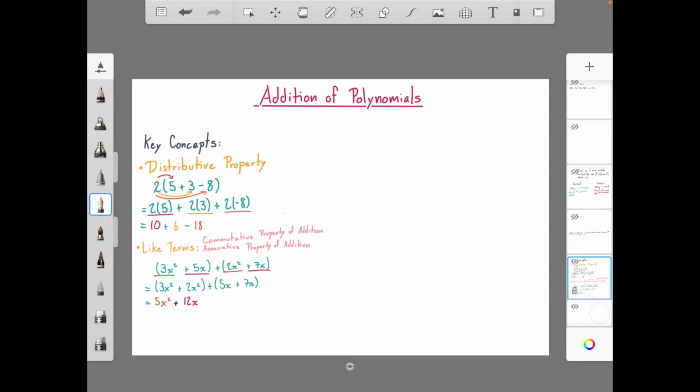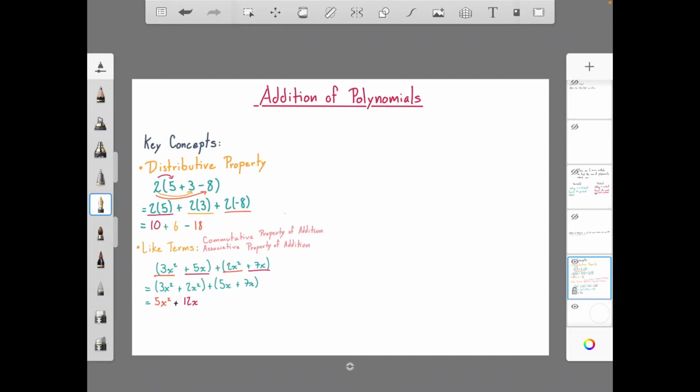That will be very useful when solving these type of exercises. Okay, and the second one is the commutative property of addition and associative property of addition, and this concept is in simple terms called like terms. This is basically finding the monomials that have the same variable and coefficient, and grouping them in order to add them.